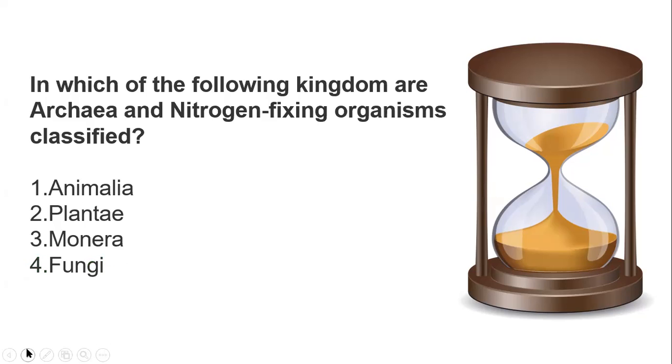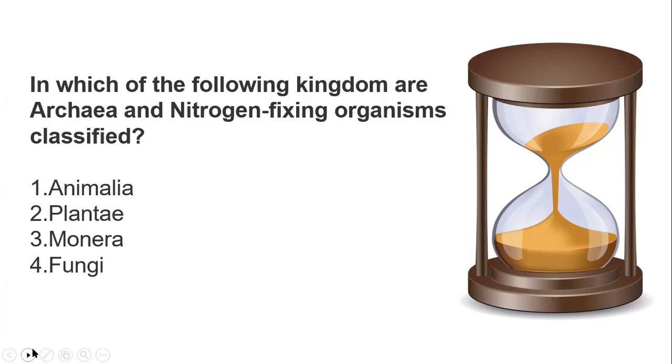In which of the following kingdoms are archaea and nitrogen fixing organisms classified? All of you know this very basic question from the first part of the chapter. Option A, Animalia. Second one, Plantae. Third one, Monera. And fourth one, Fungi. In which kingdom are archaea and nitrogen fixing organisms classified?